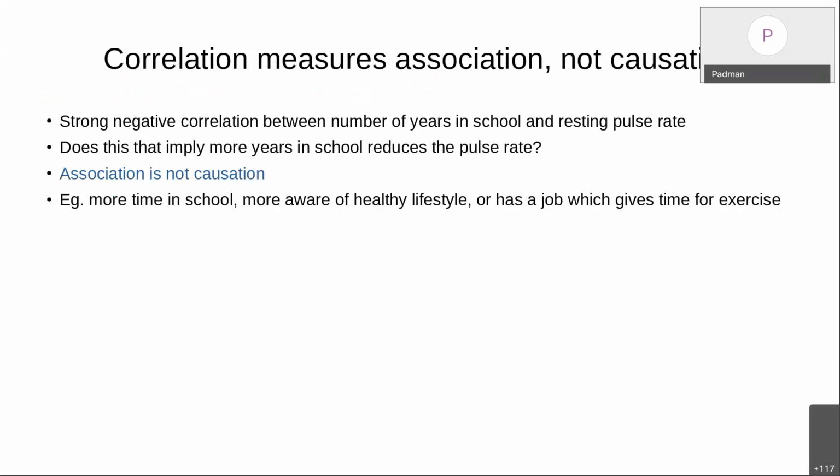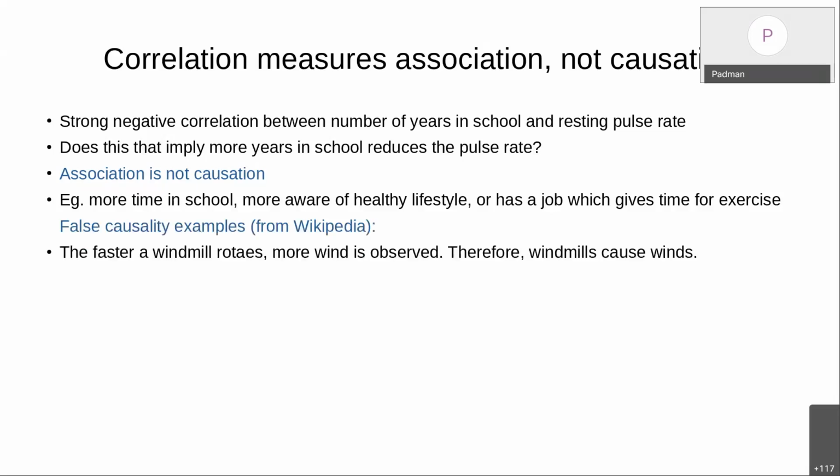And for example, there may be other factors. If you spend more time in school, you might get a better job, and a job gives you more time to do things like exercise. So spending more time in school is not directly going to give you a reduced pulse rate. Okay, another example, a lot of examples.